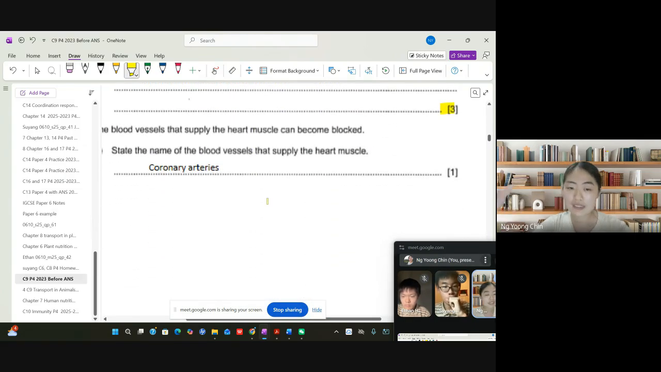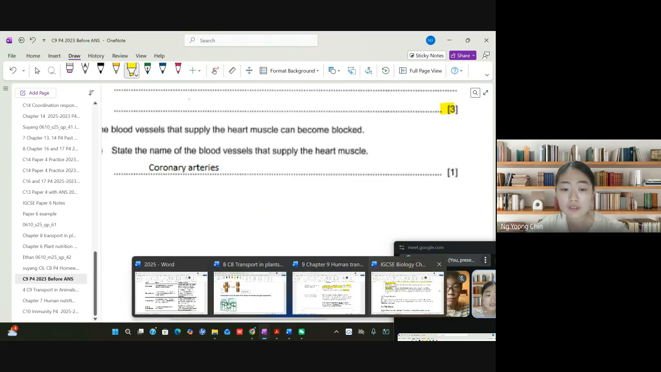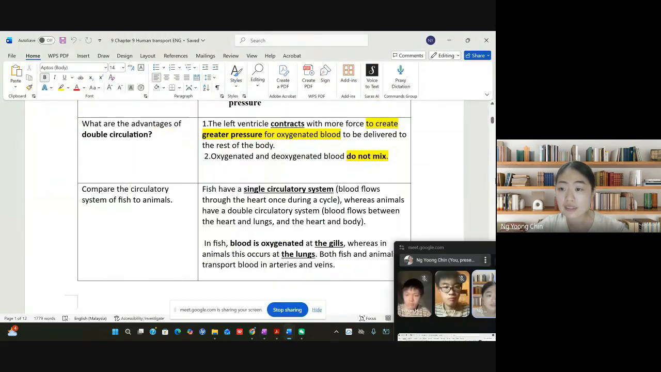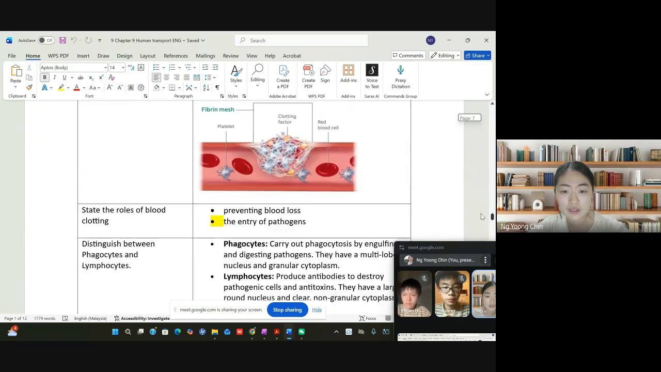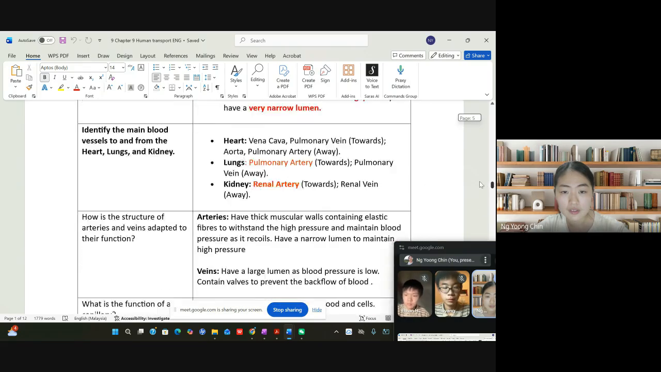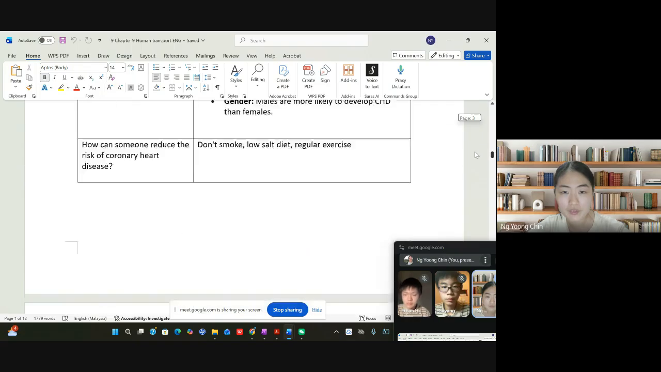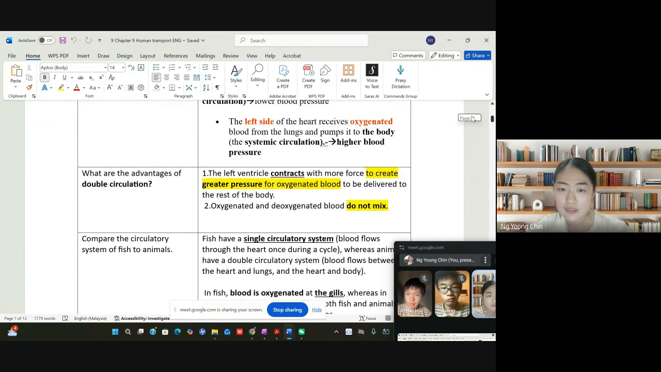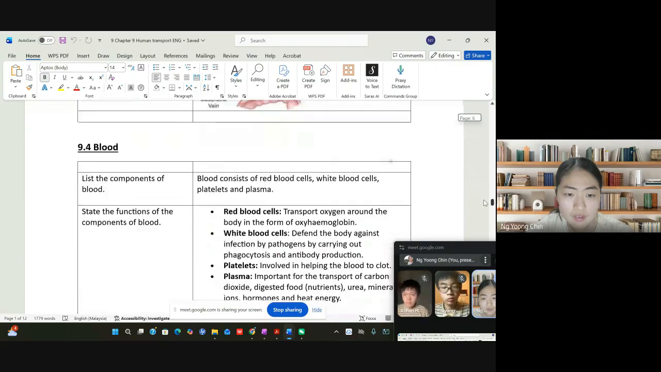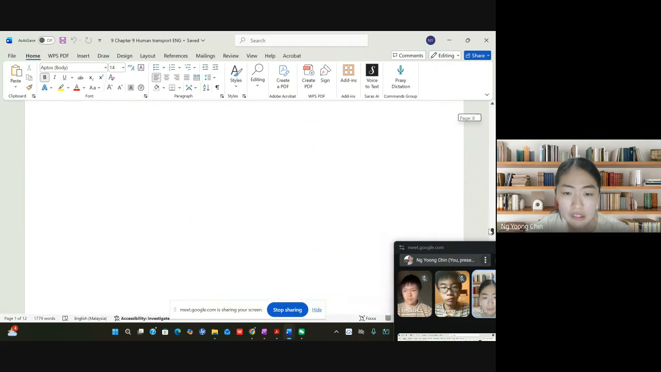Okay, and then for the blood vessels, you should know about the few blood vessels. You should know about the coronary artery, and then you have what kind of blood vessel. I already stated this in the document. I think I put it on this page. Where is it? The name of each blood vessel.